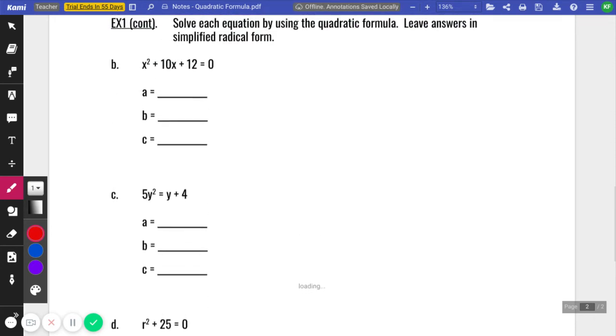So I know this video is going to be kind of longer, but you might need it because this is new. So our next example, x squared plus 10x plus 12 equals 0. I'm going to write down my coefficients. So I know a is 1, b is 10, and c is 12. So remember a, b, c. Then I'm going to rewrite the quadratic formula again. So we've got it on this page.